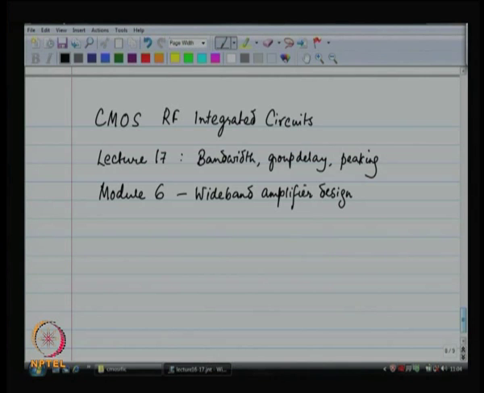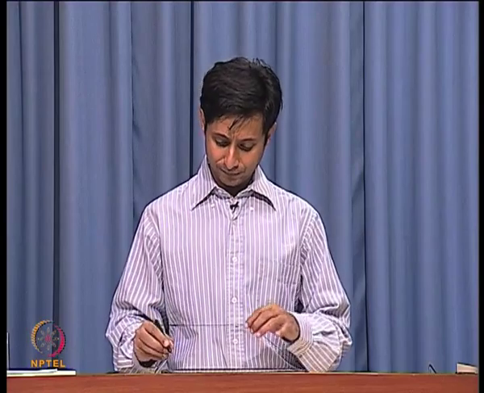Welcome back to CMOS RF integrated circuits. Today is lecture 17, part of the 6th module. We have been talking about wideband amplifier design, and today we are going to look at trade-offs between bandwidth, group delay and peaking.